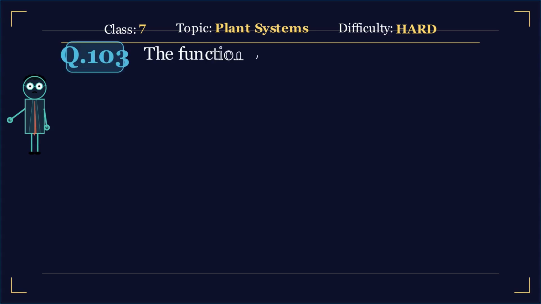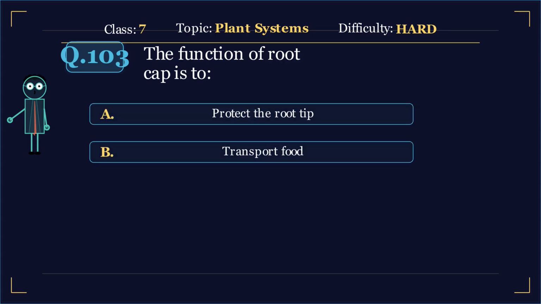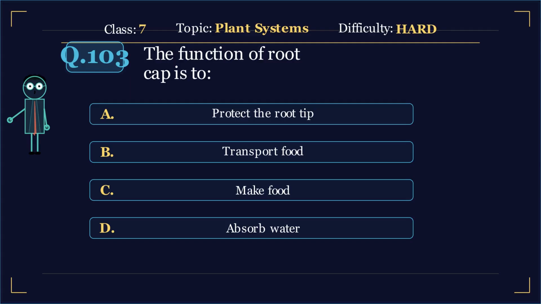Question 103. The function of root cap is to: Option A, protect the root tip. Option B, transport food. Option C, make food. Option D, absorb water. The correct answer is option A.